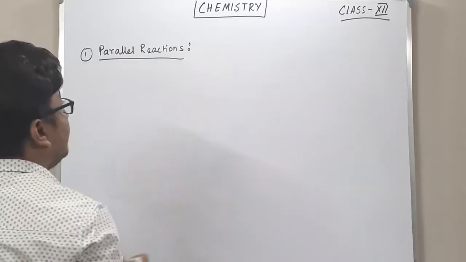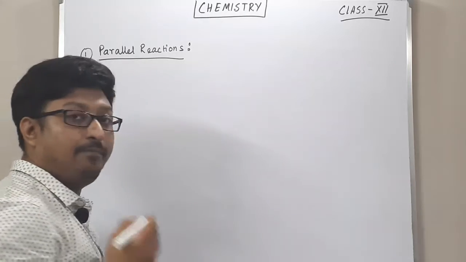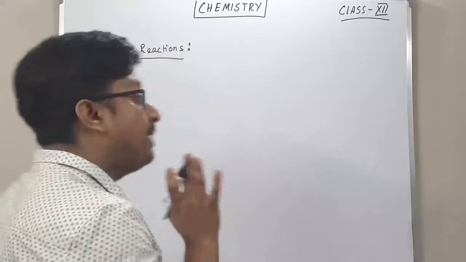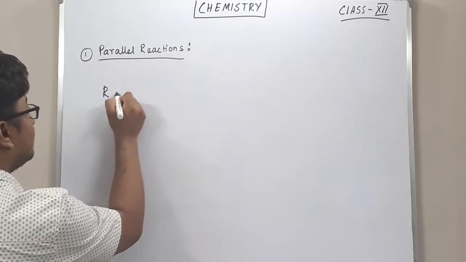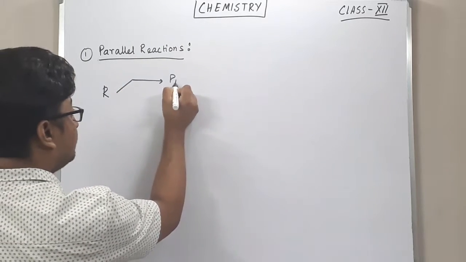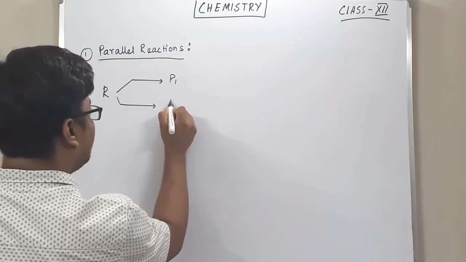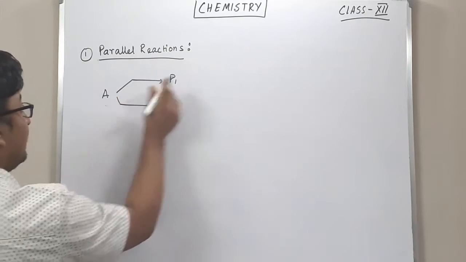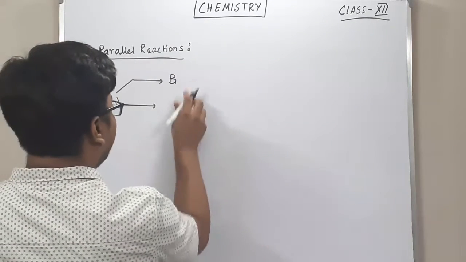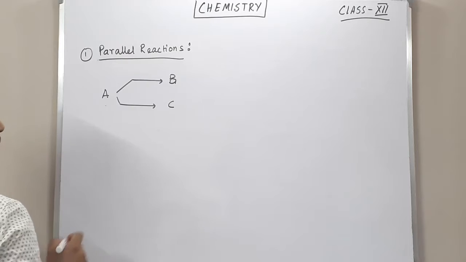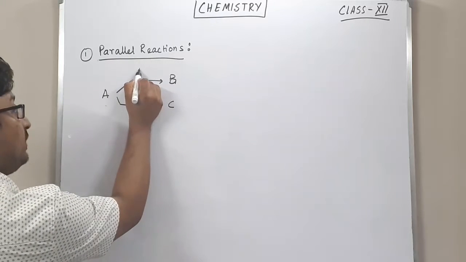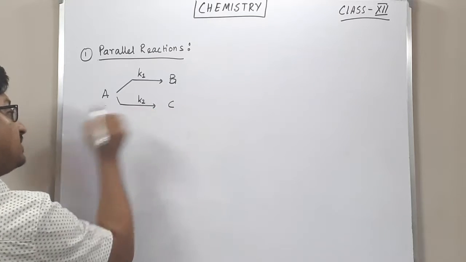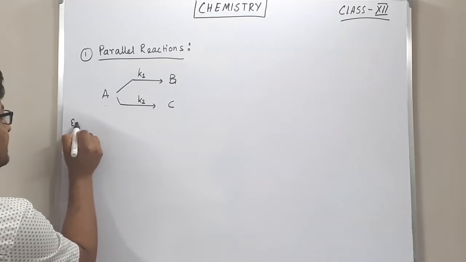From the name itself you can see that parallel means simultaneously the reactant will give you two different products. So the reactant will give you product 1 and also product 2. Let's write this: the reactant A is giving product B and product C. Let's assume the rate constant of one reaction is K1 and the other is K2.